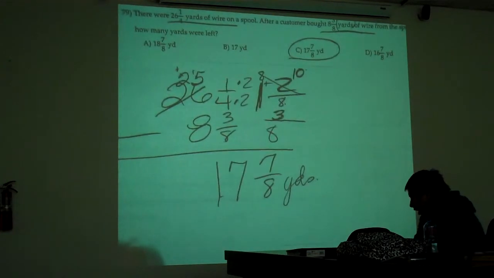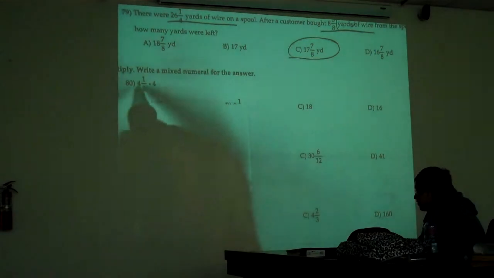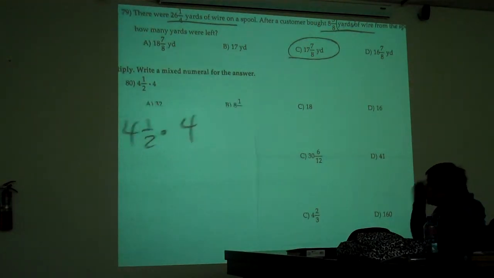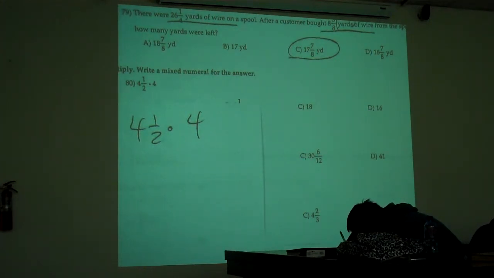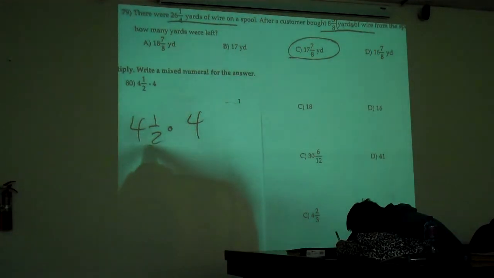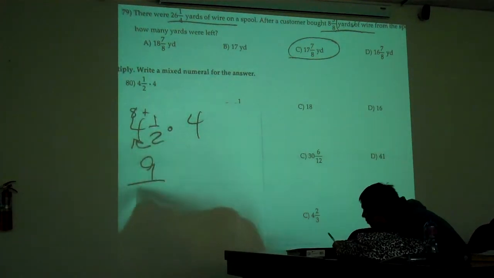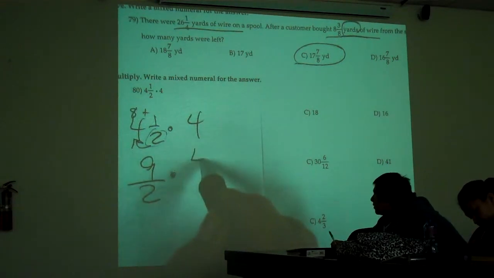Let's see. Okay, number 80, we're multiplying. 4 1/2 times 4. Okay, before we multiply, we need to change them to improper. If you have mixed numbers, don't do fraction times fraction and whole number times whole number. You need to make them improper. 2 times 4 is 8, plus 1 is 9. 2 stays on the bottom.